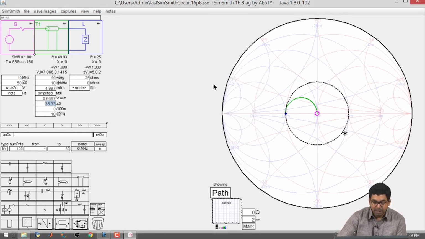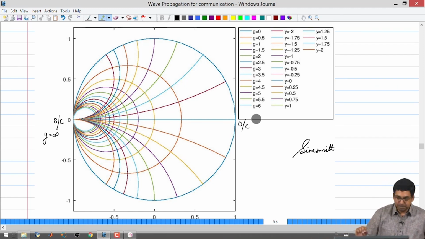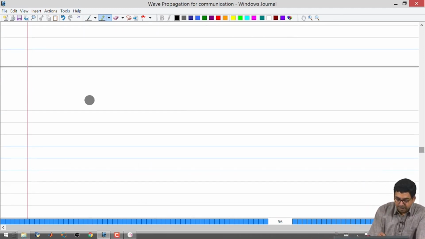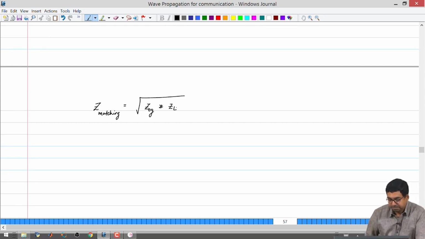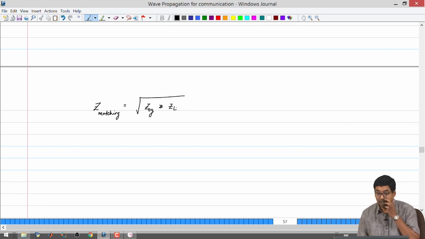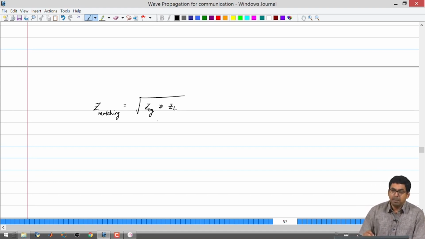So, it seems that there is a relationship between the characteristic impedance of the cable that you have to use and the product of the intrinsic impedance of the generator and the load. So, the relationship that seems to be followed is Z matching for the transmission line seems to be equal to square root of Z generator multiplied with ZL. This is what seems to be happening, and this can be easily proven.